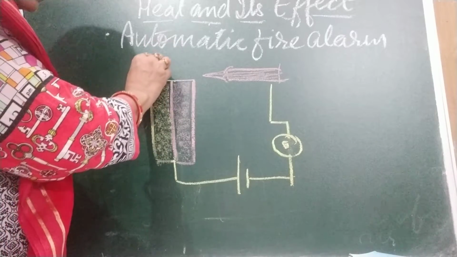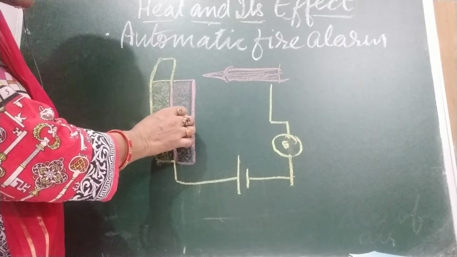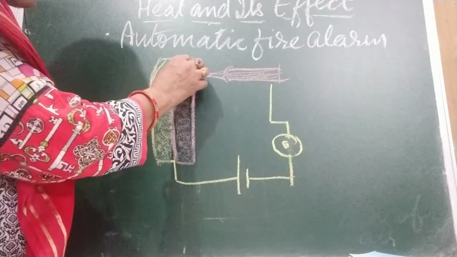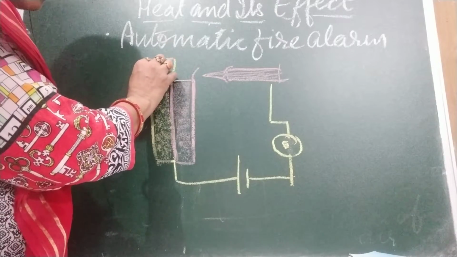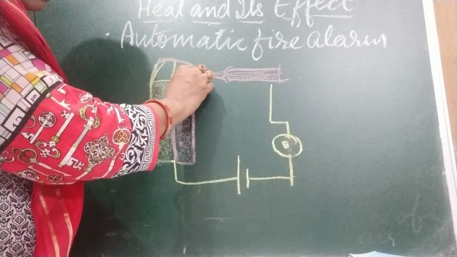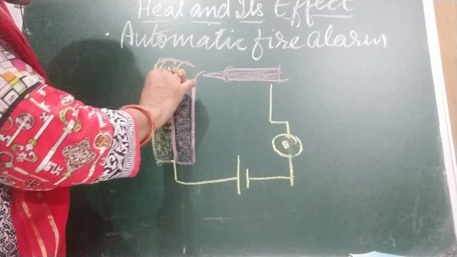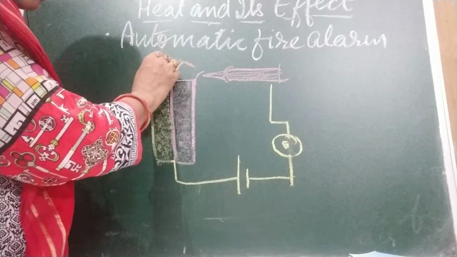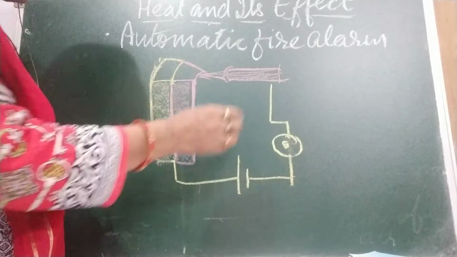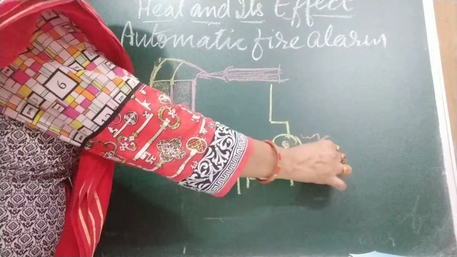ठीक है? यहाँ से expand होगा. And because the other is not expanding that much, it will take a curve. Okay? Is this clear? And when it curves like this and touches this bit, the circuit is complete, and this ring will start buzzing.